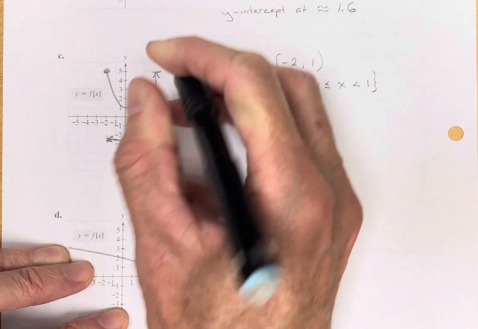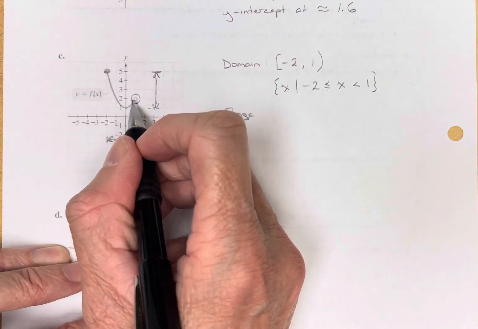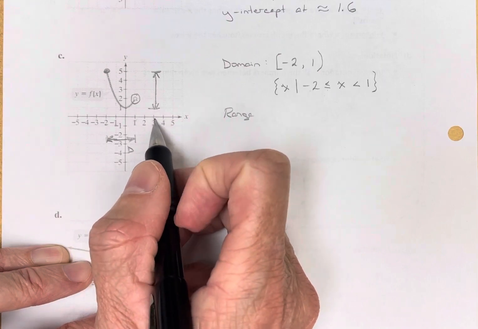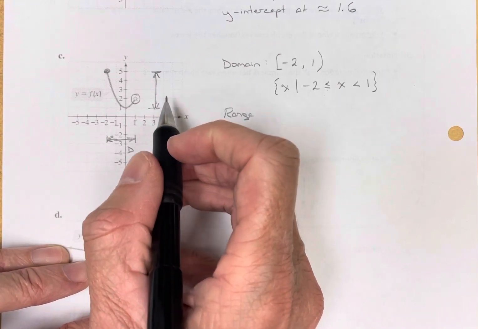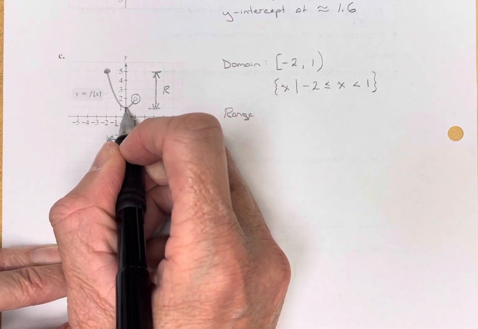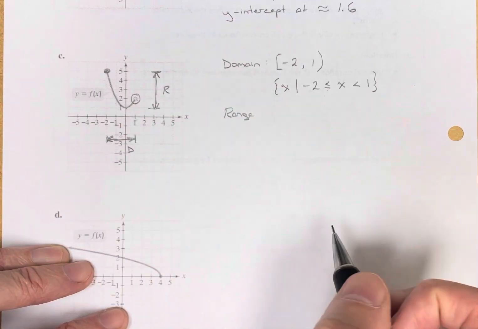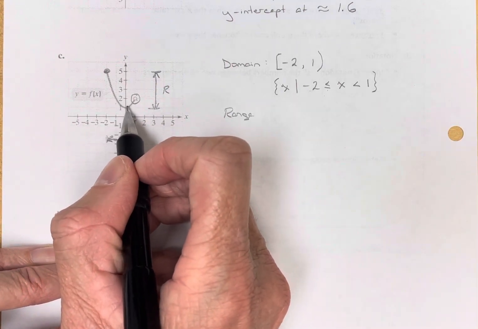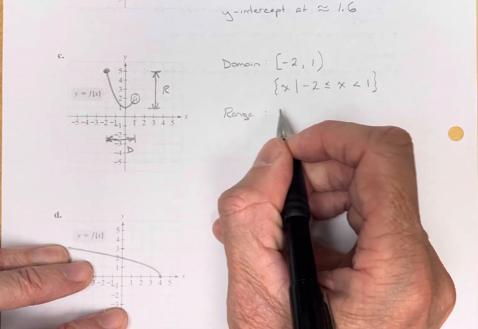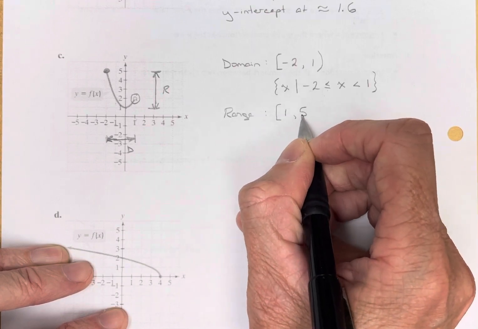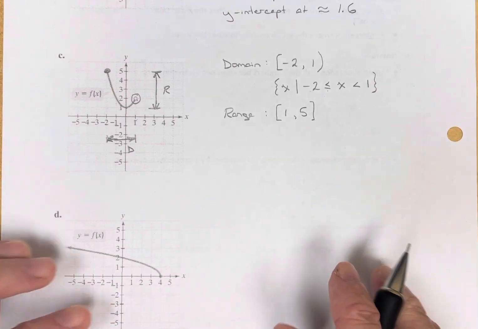So don't let this little bottom curl part throw you. The range is the set of all y values the function can take on, and that goes from +1, including +1, all the way to +5. It includes it because there's no open circle down here. So the range goes from +1 to +5, and they're both included.